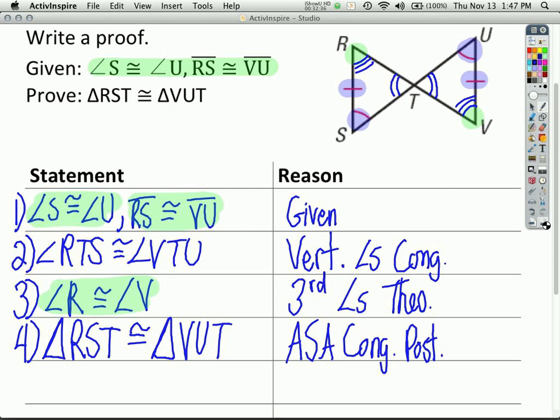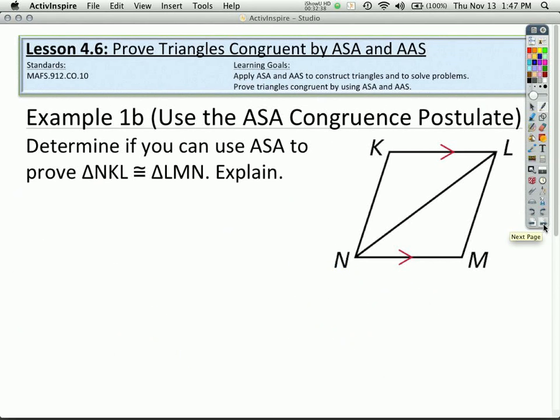Okay, so let's look at angle side angle from a slightly different perspective. Example 1b, part B of the same example. Determine if we can use angle side angle to prove these two triangles are congruent. So really, I am asking a yes or no question. Yes, we could use angle side angle, or no, we cannot use angle side angle.